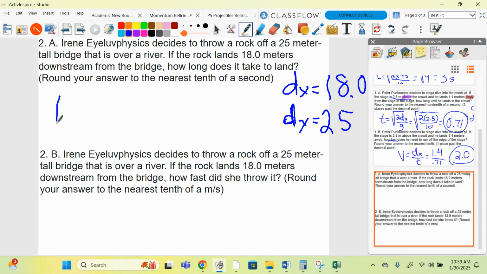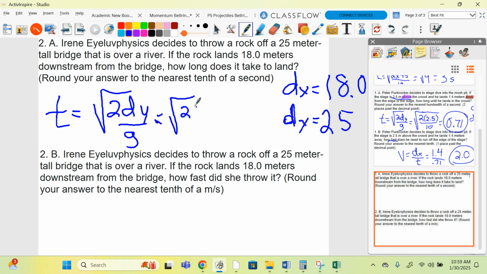Solving for the time. Time equals the square root of 2 times dy divided by g. When I plug in my numbers, square root of 2 times 25. Oops, actually, I don't want to use parentheses there, because if you put parentheses in the wrong place, you will end up with just taking the square root of 2 and multiplying by the other things in the form.